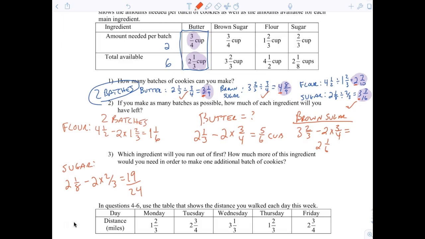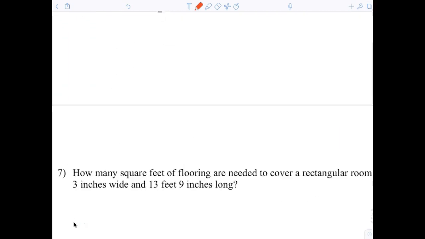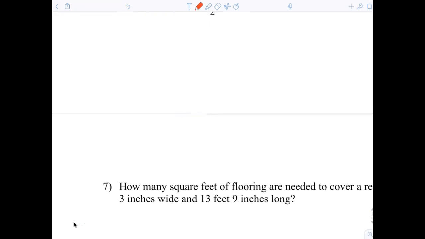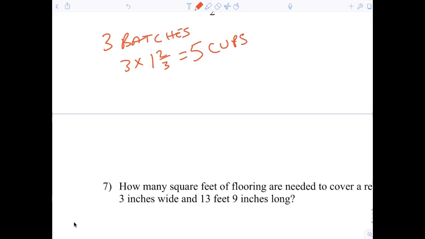Okay, guys, I'm not doing a very good job today. Sorry. Here we go. Listen to me now. I thought you guys said if I want 3 batches, I'm supposed to go 3 times. And how much was 1 batch of flour? 1 2/3. So if I do 3 times 1 2/3, I need how much flour? 5 cups of flour.